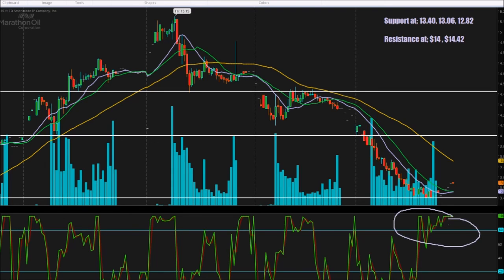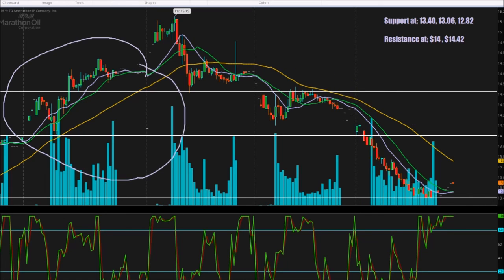We're overbought on the RSI, above that 80 line. The moving averages are almost crossing over, but ideally we still want to be above that 50-period moving average like we were over here. So there's still a ways to go on the chart, but it is starting to turn around. Just be careful if we break 13.40 support, because we're going down to 13.06 next, and then 12.82 after that if we don't bounce off 13.06. So just keep that in mind.